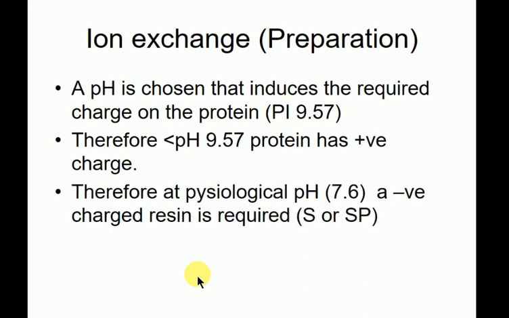So if we follow this case, we would pick a resin that has a complementary charge to our protein. So at pH 7.5, we'd have a negatively charged resin. If we wanted to bind our protein weakly, we'd use that CM Sepharose, the weak exchanger. And if we wanted to bind it tightly, we would use this SP, the strong exchanger.